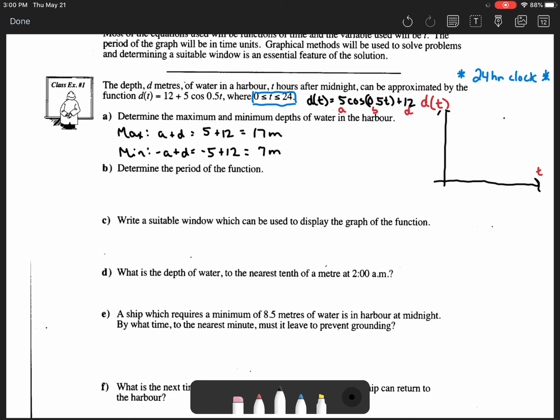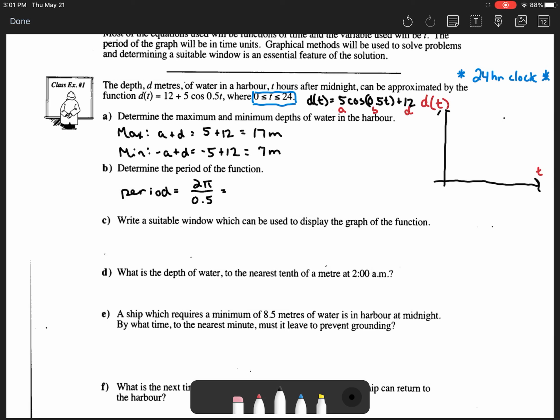Now the period of the function, what's the period of the function? Well, how do we calculate that? When I have the equation, it's pretty easy. I take the normal period length, which in this case is the graph of cosine, that's 2 pi, and I divide by the b value that's given to me in the equation.